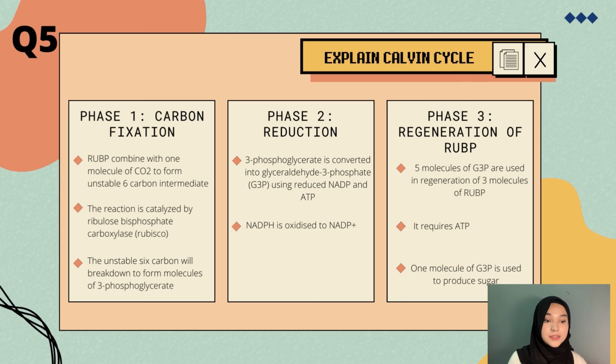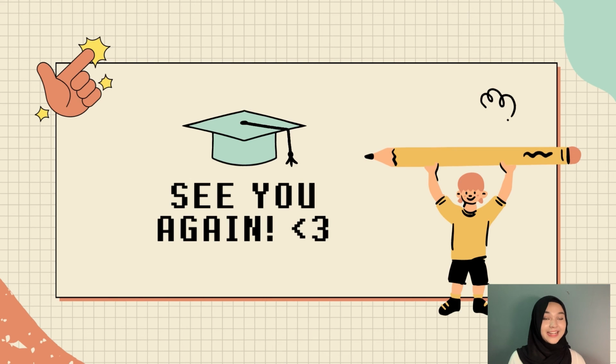The last phase is phase 3, which is regeneration of RuBP. 5 molecules of G3P are used in regeneration of 3 molecules of RuBP. It requires ATP, and 1 molecule of G3P is used to produce sugar. Okay, I think that's all.